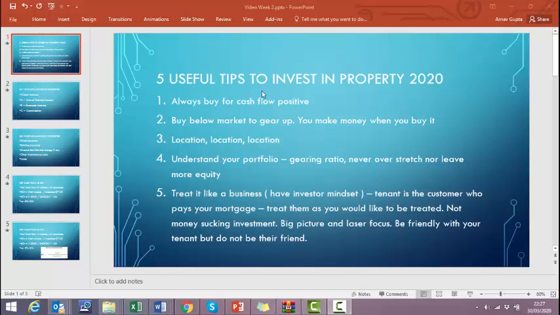Last week, we learned about the 5 useful tips to invest in property in 2020. Just to recap again, the first one was always buy a property for cash flow positive. Second, buy below market value to gear up your property portfolio. Third, buy in the right location. Fourth, understand your portfolio gearing ratio and everything else properly. And fifth is treat this property investment as a business.